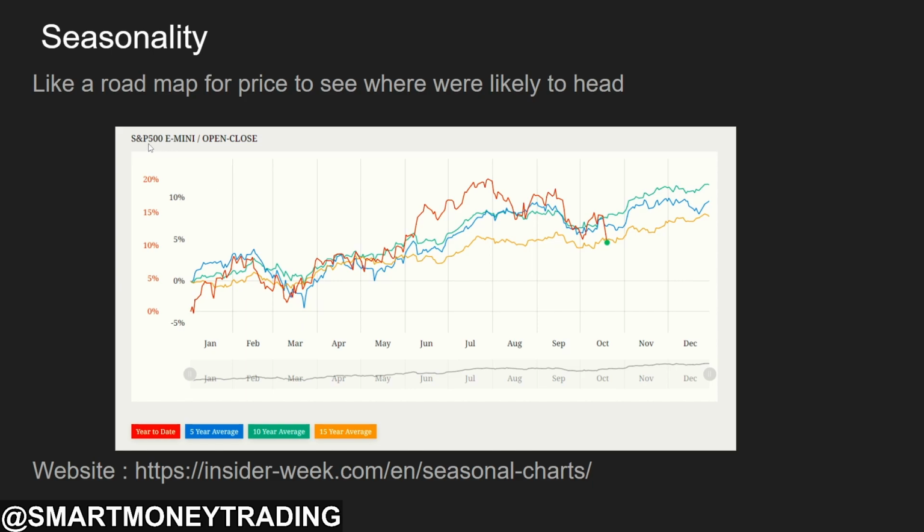So we have the E-mini S&P chart, of course, from the open to close, and then the 5-year average, the 10, and the 15. I have seen other charts with higher year averages, but we like to keep it a little bit more recent, so that's why we have this. As you can see here, during August and September we seem to be more bearish. So that's a little roadmap: we are likely to expect bearish prices going into November. In December, we're going to expect higher prices soon.